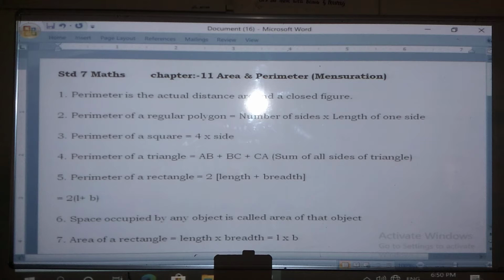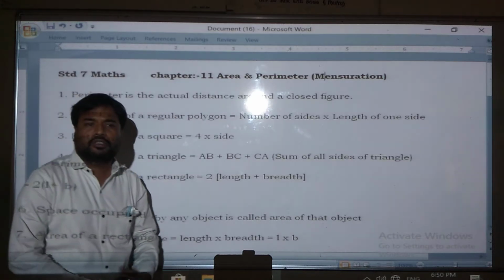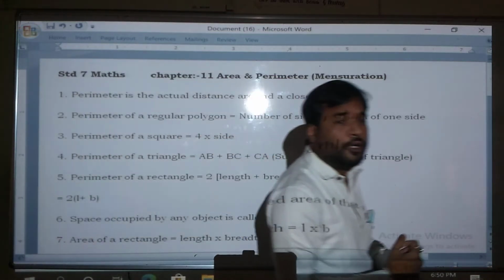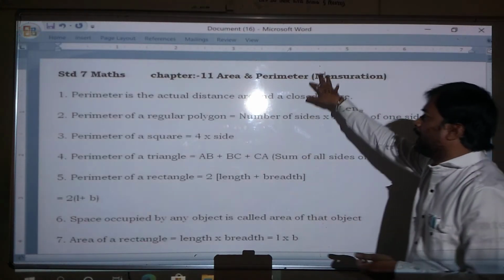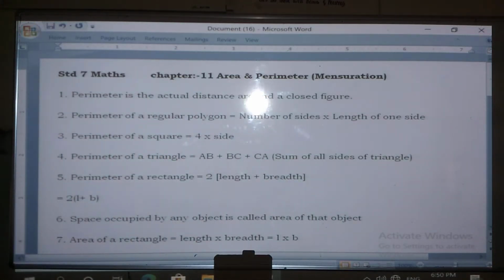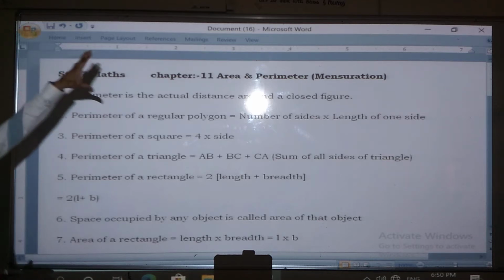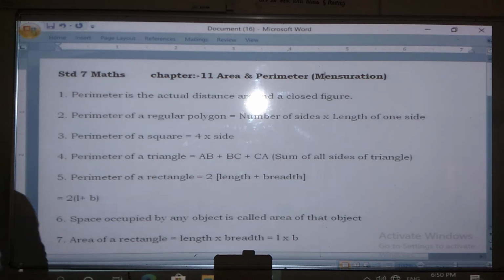So for that we have to remember certain things. The first one: perimeter is the actual distance around a closed figure. The figure must be closed, and it is the actual distance. If I want to find the perimeter of this board, for example, then what do I have to do? I have to add all the sides, because you can see that the board is totally closed from all directions. Right? So I have to add all the sides. If I add all the sides, what will I get?